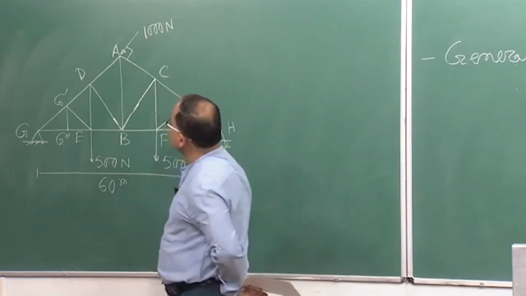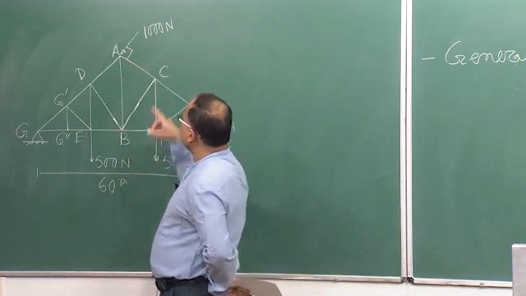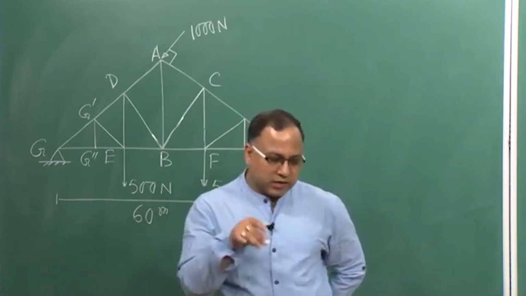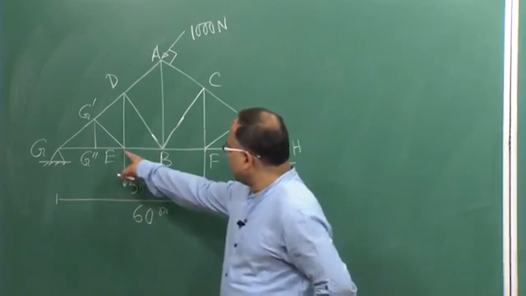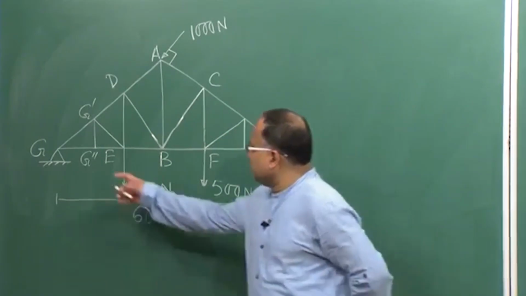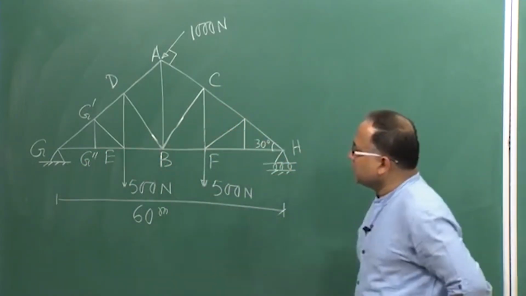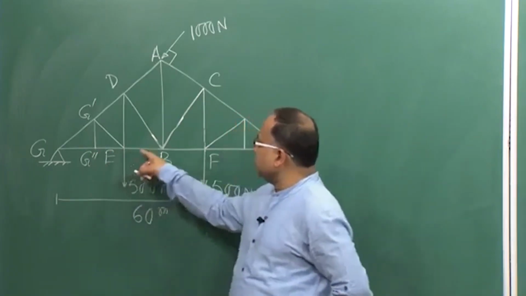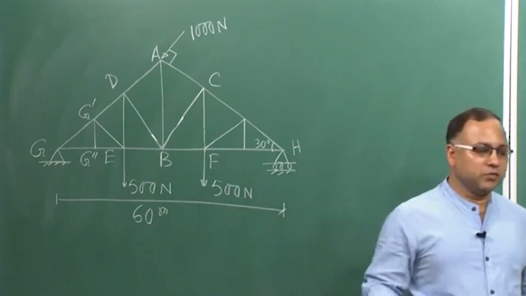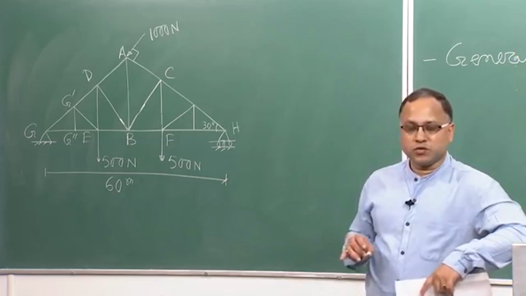One is 1000 Newton at A, which is acting perpendicular to the member AC. And then there are two 500 Newton concentrated forces at joints E and F. And all these spans are equal. So, G double prime, E, B are all equal. The total span of the truss is 60 meter. Just for the sake of illustration we are showing this; we are not going to solve for each and every numerical value.